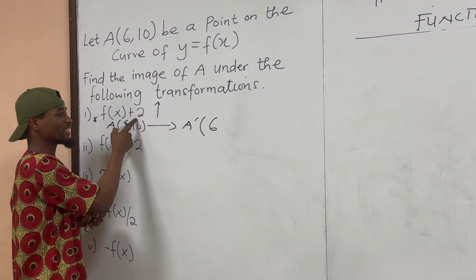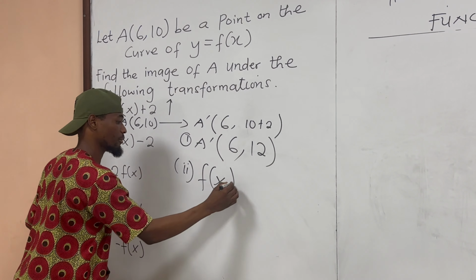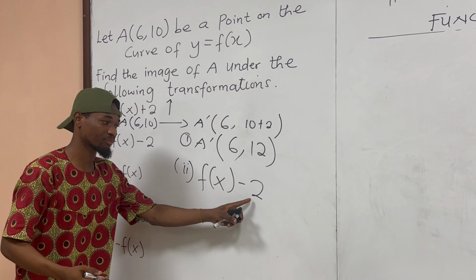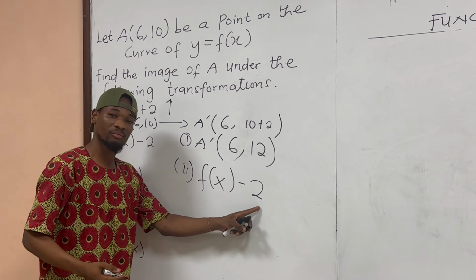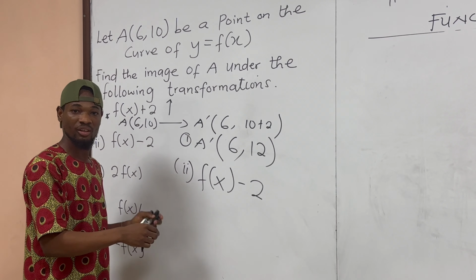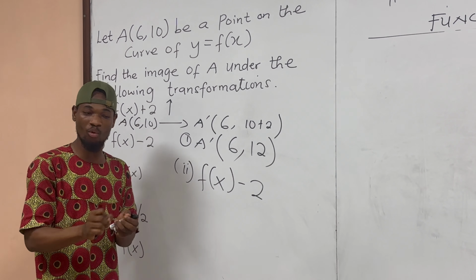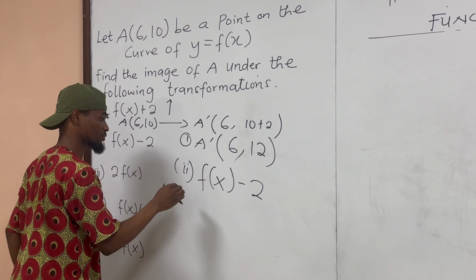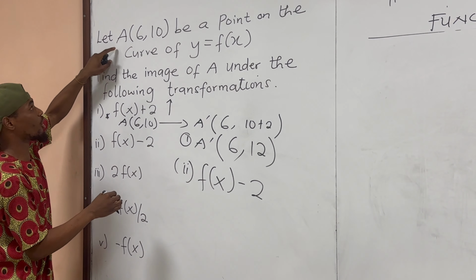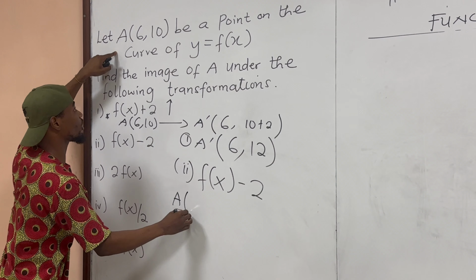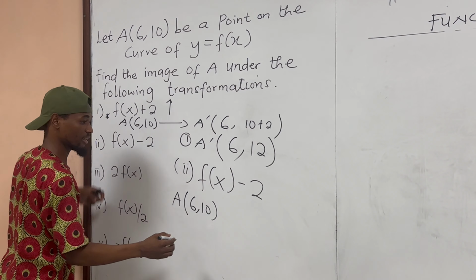And the second one we have, f of x minus 2. Again, this is a vertical shift. Okay, it's a vertical shift, but this time around downwards. By how many? 2. So we're moving downwards because it's negative. There's going to be subtraction somewhere. So I was given this point. This is my original point. I have A with coordinates 6, 10.